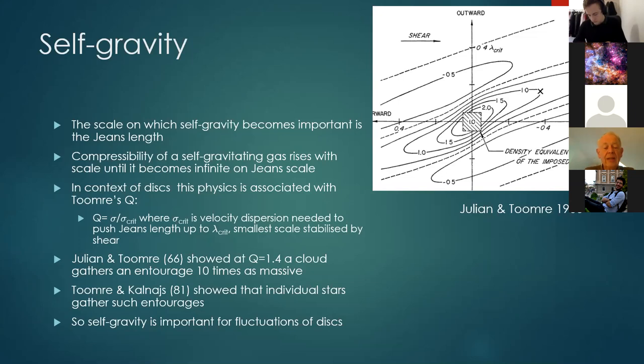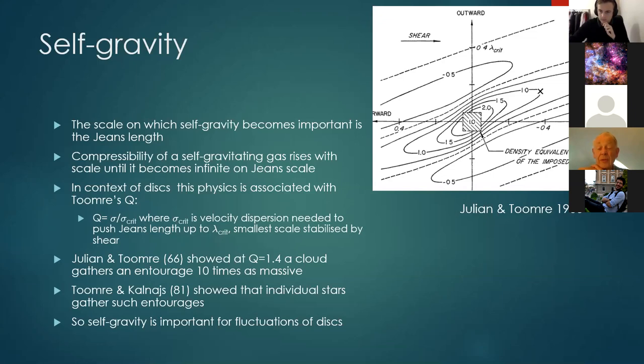But if you put a cloud in, it gathers an entourage around it, which is 10 times as massive as the cloud itself. So the picture I'm showing at the top right is a classic picture copied out of Julian and Toomre, '66, showing a square in the middle, which is the area of the disk which contains the same mass in the undisturbed disk as the cloud that they inserted, and then all around it there are contours of overdensity that are induced in the disk by the gravity, well, the rise because you put the cloud there.